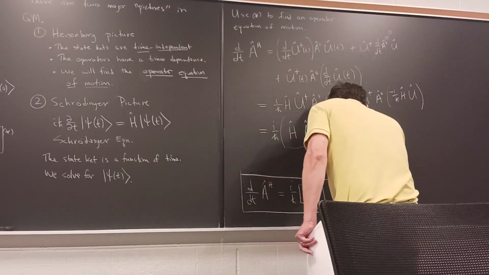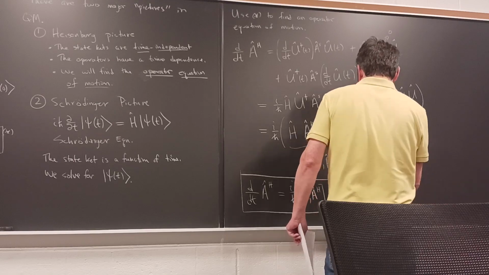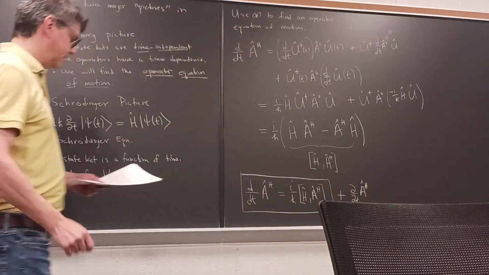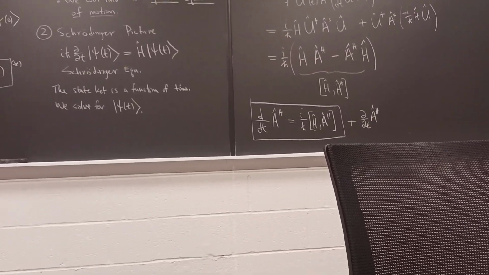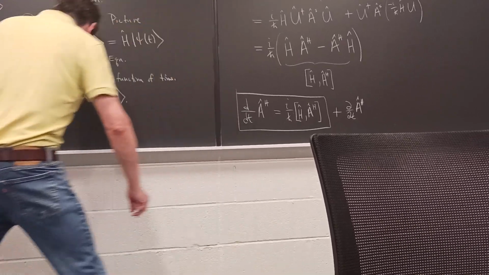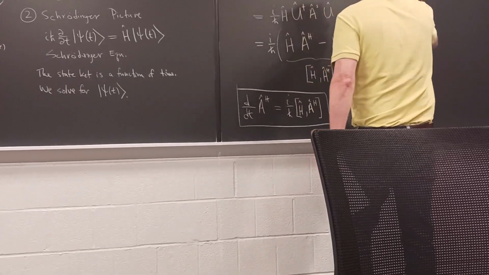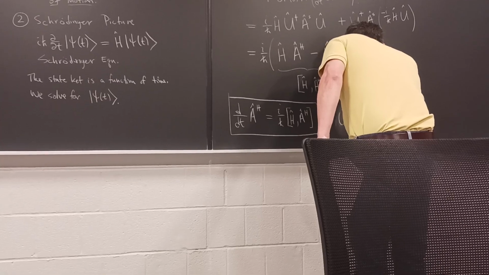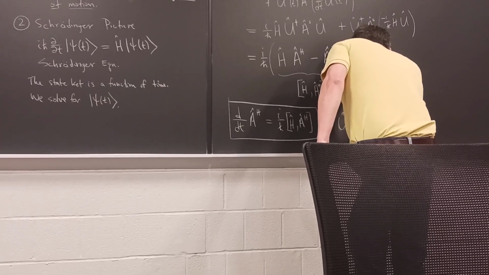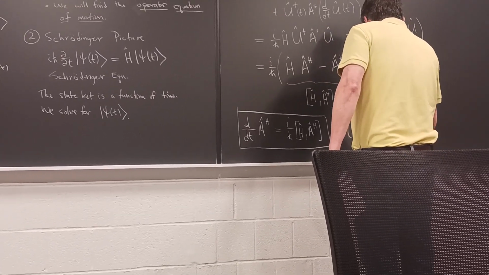If there were explicit time dependence, you would have plus d by dt of A hat H. This term, U hat dagger times d A hat S, would be non-zero if there were time dependence.